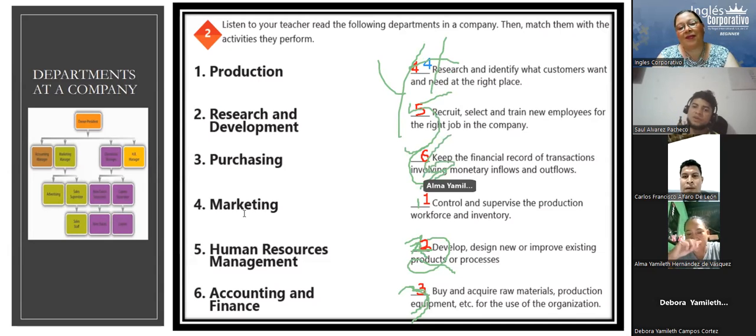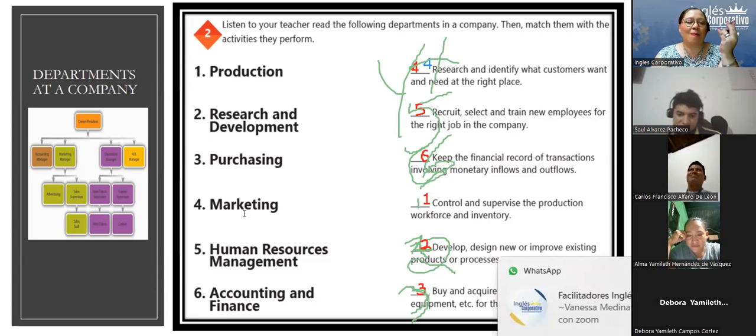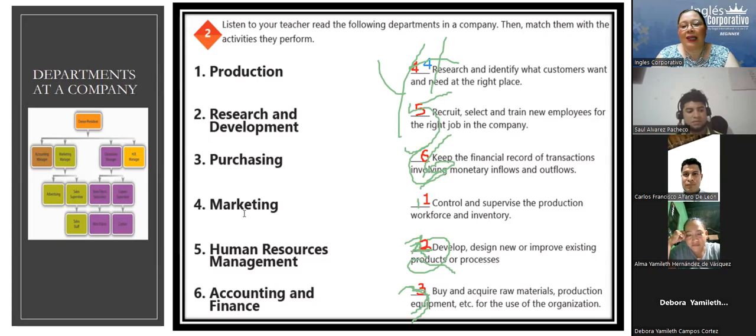Keep the financial record of transactions involving monetary inflows and outflows. Inflows? Yeah. Is it correct, teacher? Yes, it is. Inflows and outflows. Okay, teacher, thanks. So those are money flows, right? The money flow. Okay, that is correct. That is completely correct.